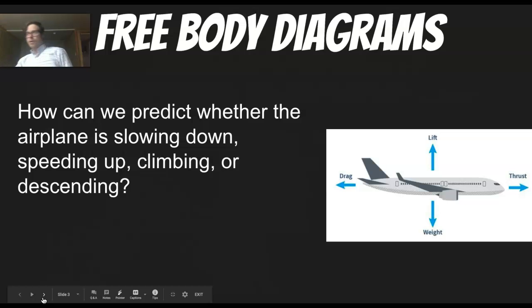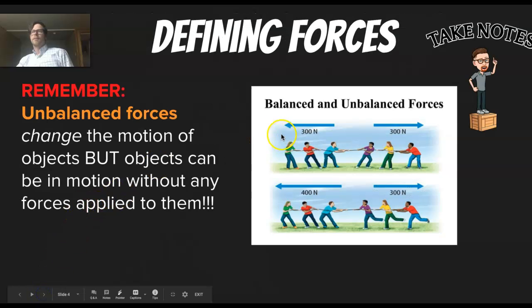So, you've seen this before. How do you predict whether an airplane is slowing down, speeding up, climbing, or descending? You look at the four major forces acting on it and see if there is a difference in some of them. And so what we did in the previous video was we just looked at the relative size. Is one arrow bigger than the other? But now we can actually start to put some numbers on it. Just like when we look at unbalanced forces versus balanced forces, we can either look at the size of the arrows or the numbers of the force involved.